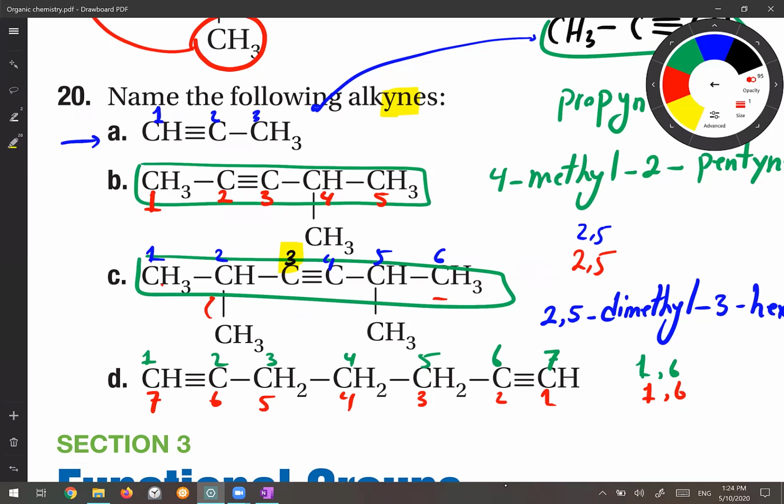So what would be the name of this one? Who can tell me what is the name of this alkyne? It will be 1,6-heptadiyne. Exactly. 1, 6. You have 7 carbons, so it's hepta. You have 2 triple bonds, so it's di. So this molecule is 1,6-heptadiyne.